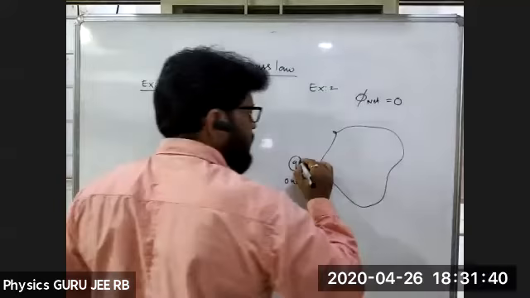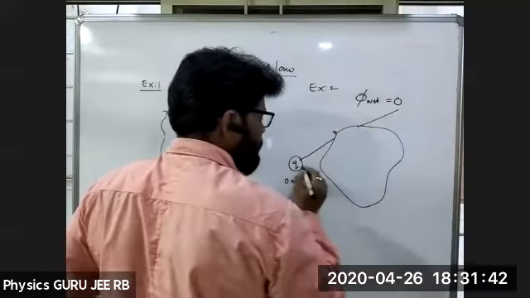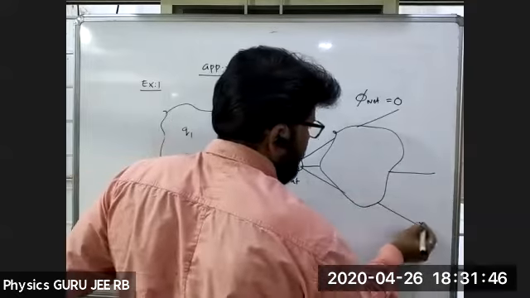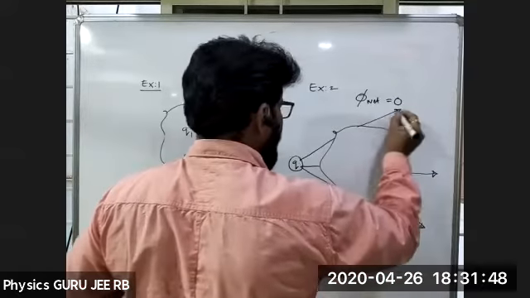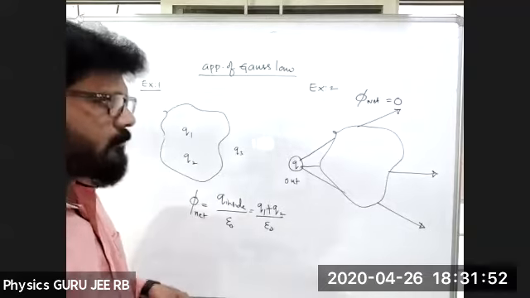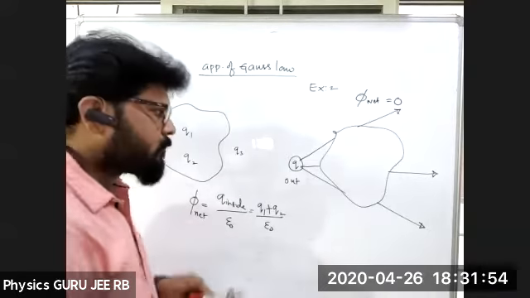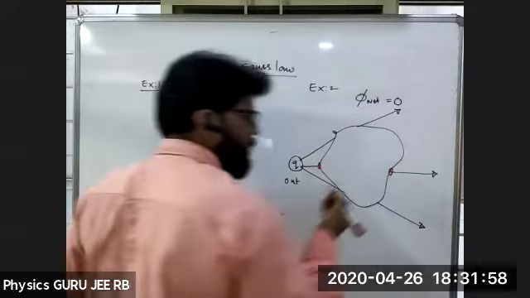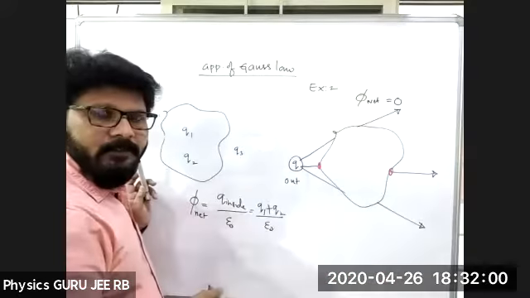See, I am taking different directions: 1, 2, like this, 3, fine. Now at an instant, we can take any points. I'm taking the first one at this particular point and here. Let me calculate the flux linked with it.